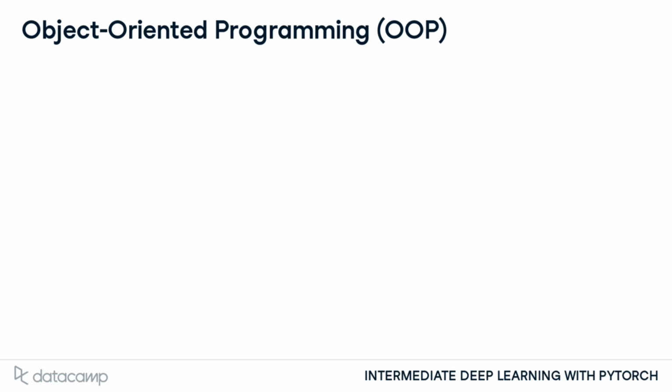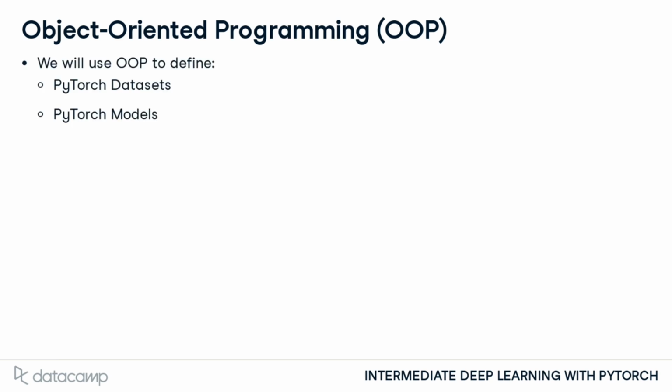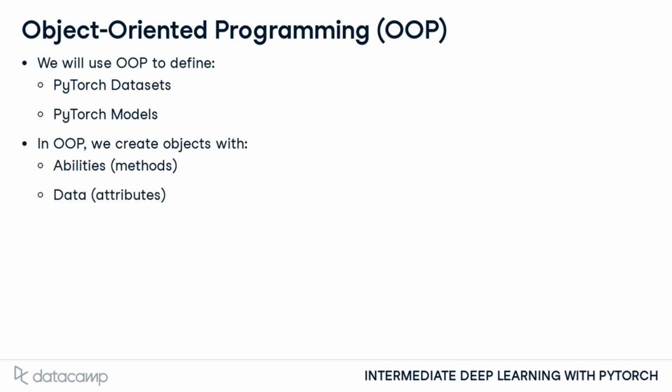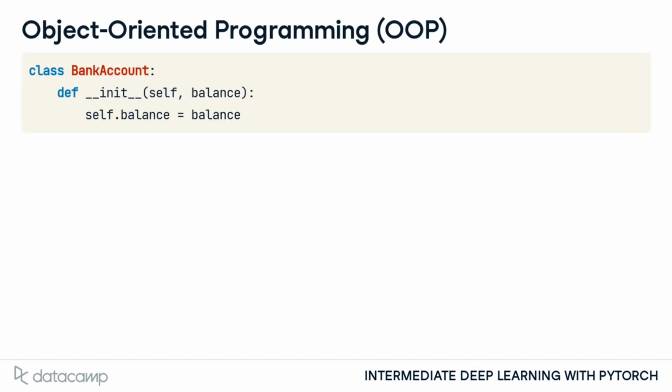Object-oriented programming, or OOP, is used throughout the PyTorch community to define objects with more flexibility. We will use it to define PyTorch datasets and models. OOP is a way of writing computer programs where we create objects like virtual entities, each with abilities called methods and data called attributes. Take this class called BankAccount.